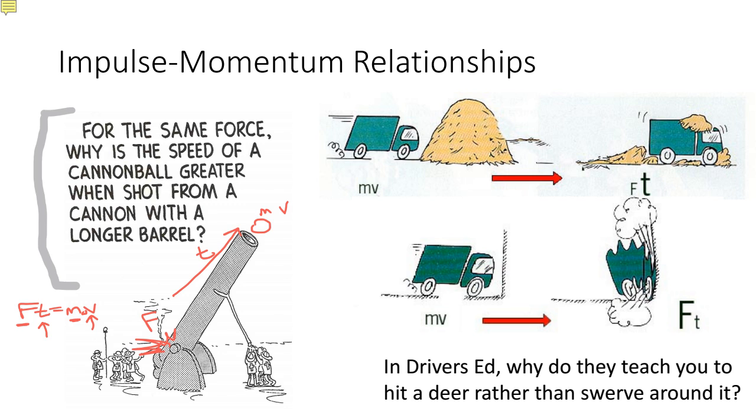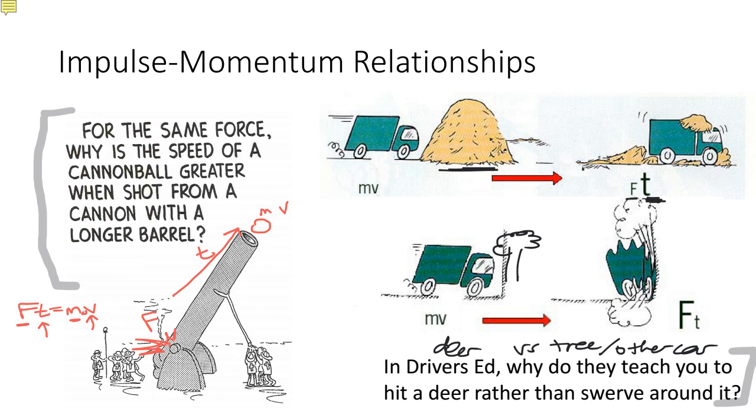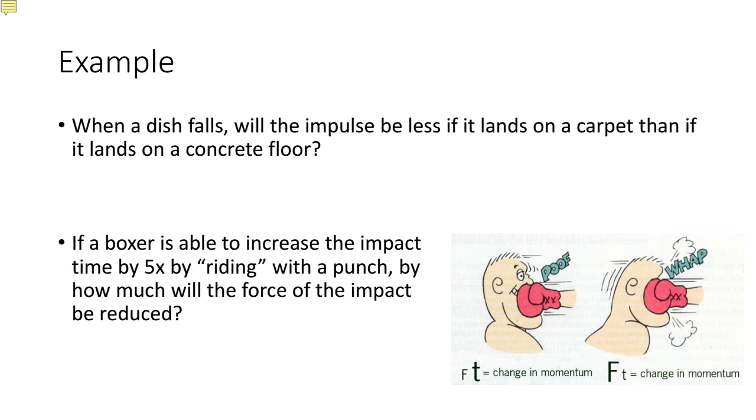This is also why in driver's ed, they teach you to hit a deer rather than swerve around it. And that's the same idea if you consider that your two choices are typically deer or tree or other car. You want to hit the deer, obviously, because the deer is softer. So for the same collision, a soft collision versus a hard collision, such as a wall or a tree, if you can increase the time of the collision, you will decrease the force, and vice versa. That does not, however, necessarily change the impulse.